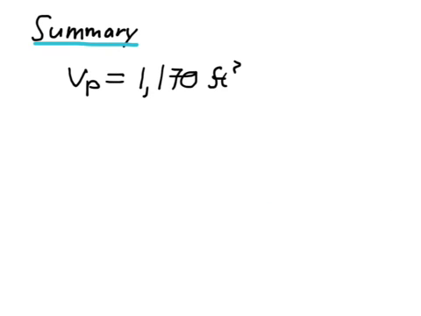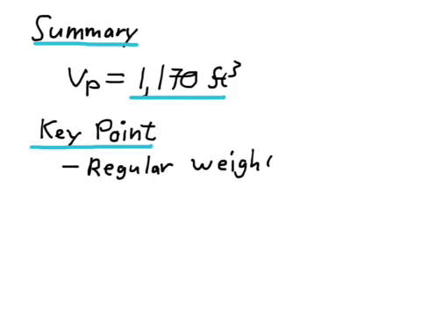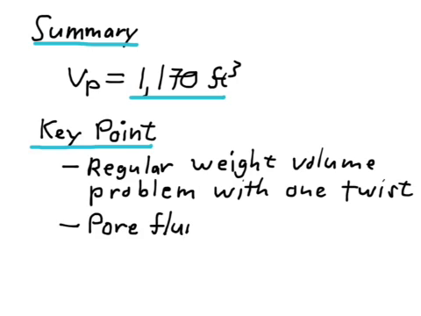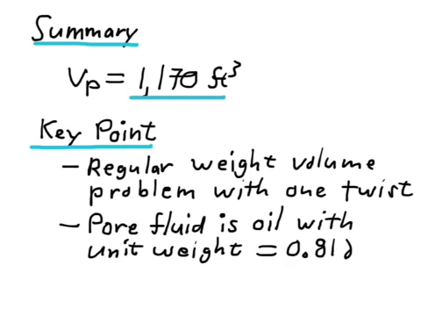To quickly summarize, the answer to the problem is that the volume of the petroleum is 1,170 cubic feet. More importantly, the key point to solving this problem is to recognize that it's a regular weight volume problem with just one small twist, and that's that the pore fluid is oil, which has a unit weight equal to 0.81 times gamma water instead of water. If you understand that, the problem is straightforward and just like any other weight volume problem. I hope this helped.